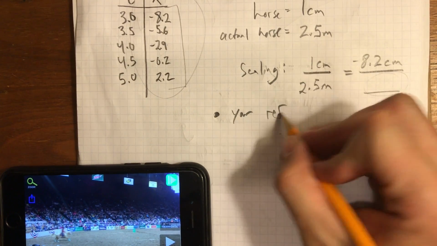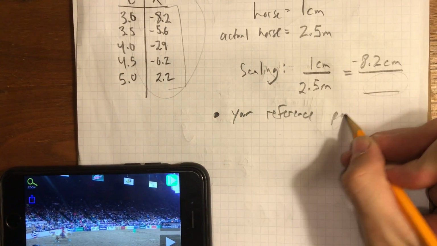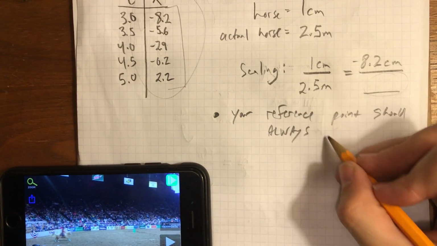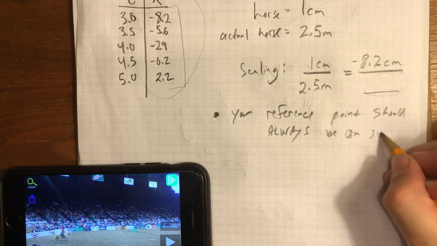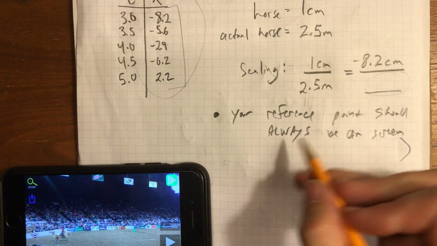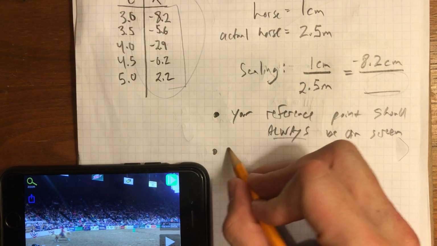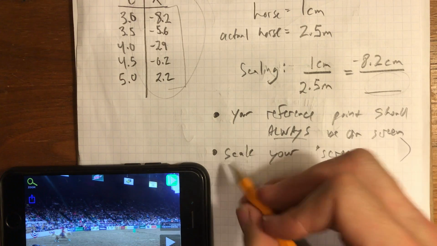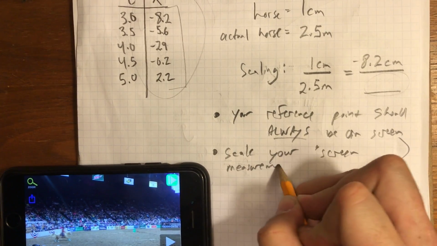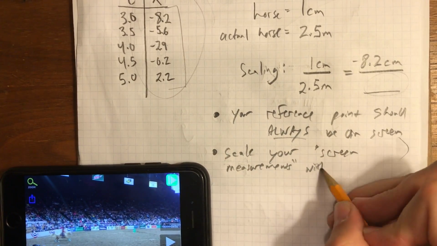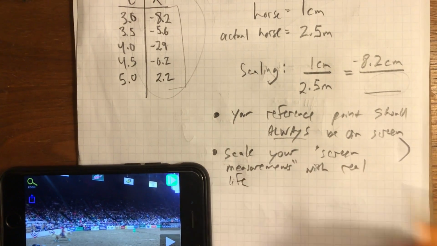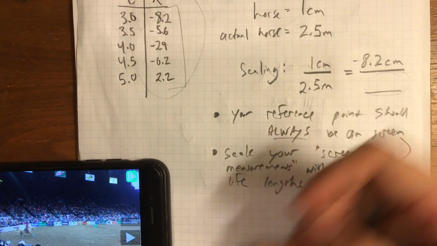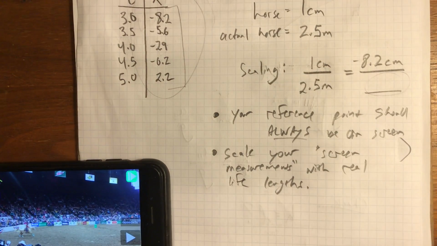Your reference point should always be on screen. And scale your quote-unquote screen measurements with real life lengths. That's what I've done here as an example of scaling.